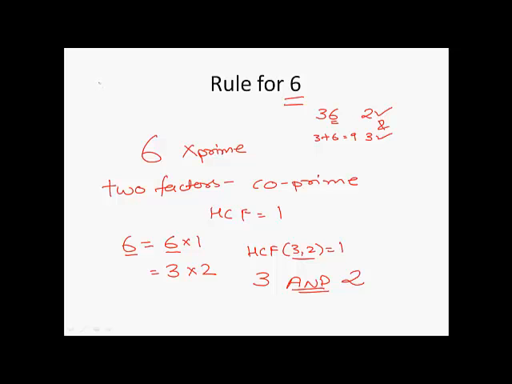Similarly, if I check out 6,264. Now the number ends in 4, it is divisible by 2. 6 plus 2 is 8, 8 plus 6 is 14, 14 plus 4 is 18. In 18, 1 plus 8 is 9, divisible by 3. So as it is divisible by both 2 and 3, the number is divisible by 6. So remember, whenever we are checking for the divisibility rule of a compound number, we find out two such factors of the number which are co-prime to each other, and apply the individual divisibility rule to the given number and check.